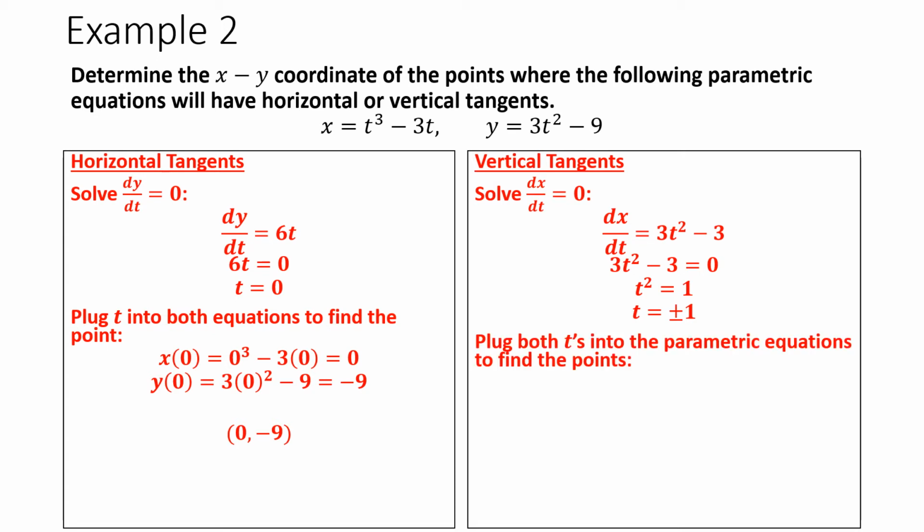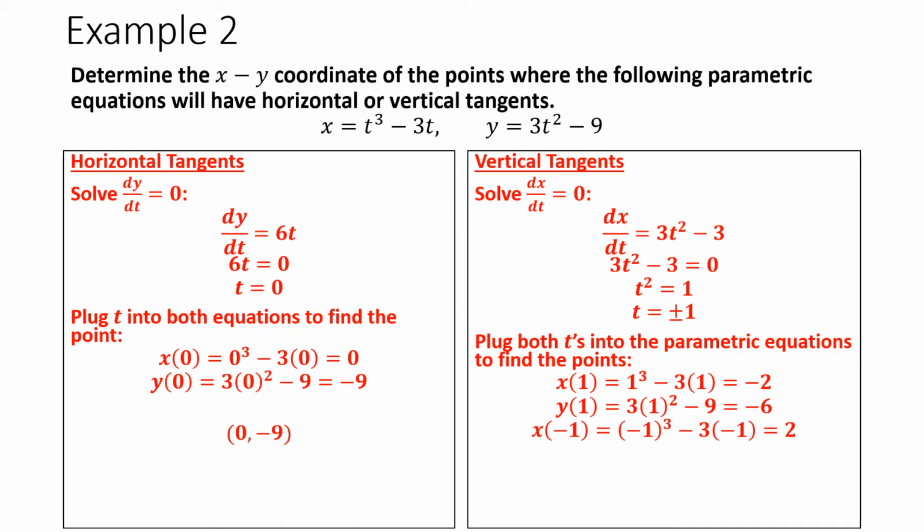All right, so now I want to plug both of my t's into my equations. So I have x of 1 equals negative 2, y of 1 equals negative 6, x of negative 1 equals 2, and y of negative 1 equals negative 6. Therefore, my points of vertical tangents would be (negative 2, negative 6) and (2, negative 6).